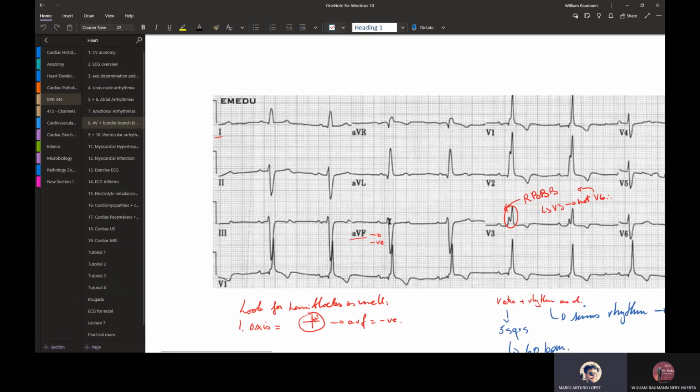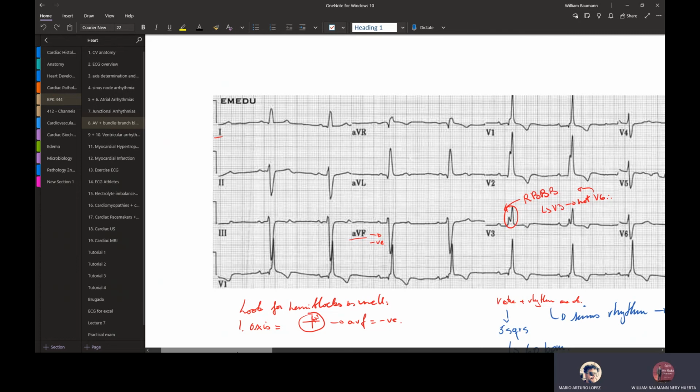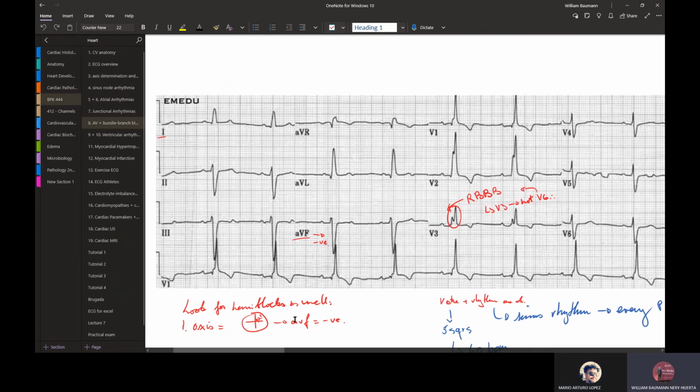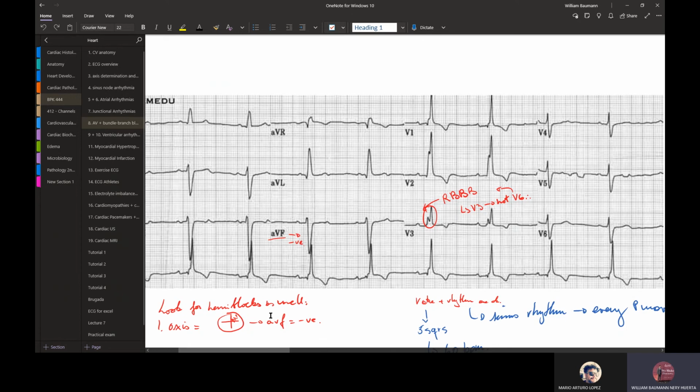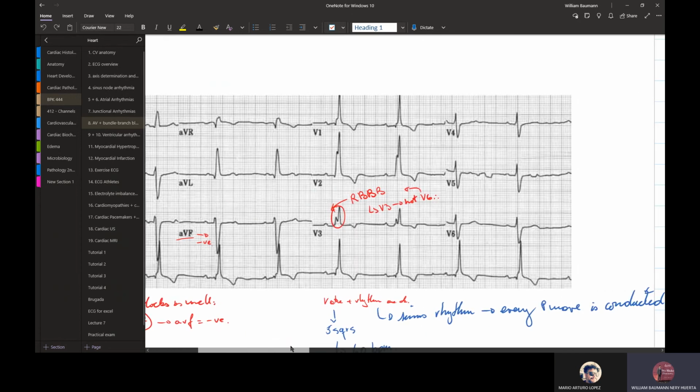Yes. So positive here, positive there. No, positive there, negative there. Sorry, yes, negative here. Like it says here, AVF is negative. You're expecting it to be here. Look for hemi blocks as well. Every time you see that, always look for that hemi block.